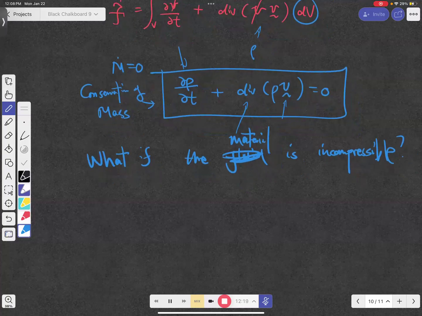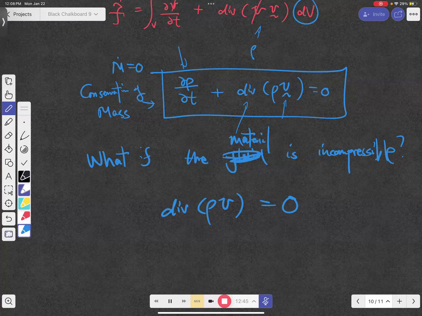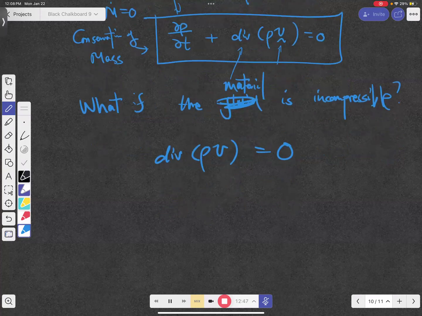No volume change. Okay, so what happens if a material doesn't have volume change? What happens to the density? It doesn't change. Density cannot change. So how can I rewrite this? The first term is 0, so I will get back this. What else? We can take the density out. Why? Because it's constant. Why is it constant? It doesn't change, it's incompressible.